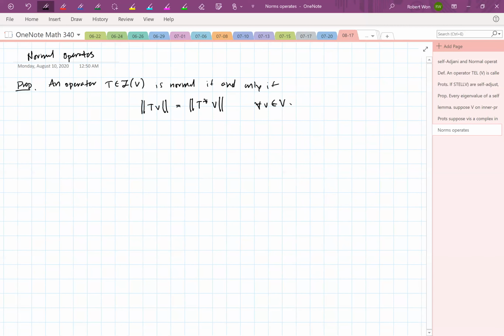Okay, so to be self-adjoint means that you're equal to your adjoint. To be normal means you do the same thing to norms as your adjoint does. For every single vector v, you map v to maybe a different vector, but a vector that has the exact same norm as Tv.